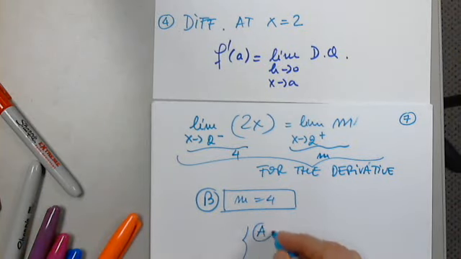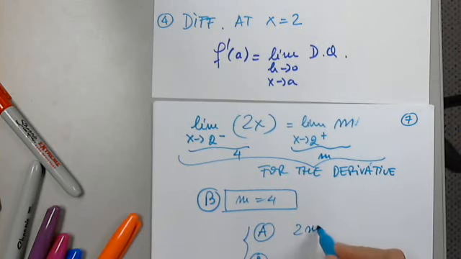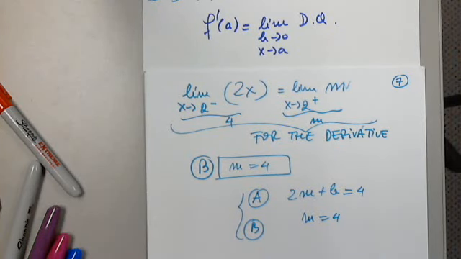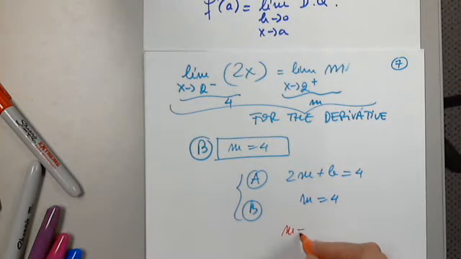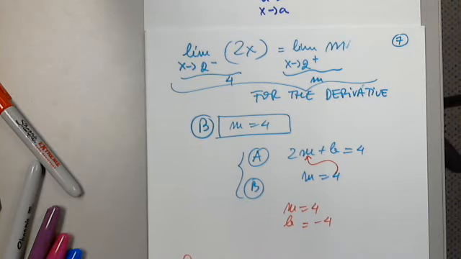Finally, I put A and B together. A was 2m plus B equals 4. And B is m equals 4. The system with 2 linear equations will give us m and b that make the function differentiable everywhere. So, m equals 4, and if m is 4, how much is b? Negative 4. So now I can write the function that is differentiable everywhere.